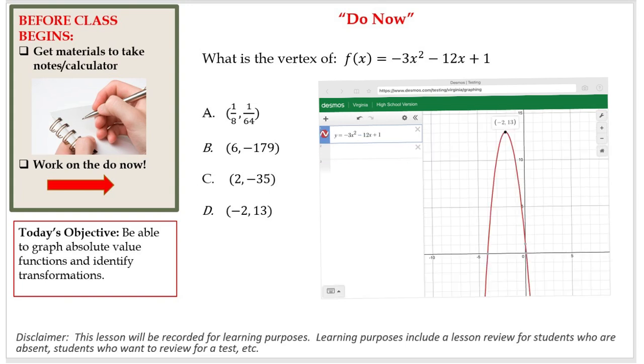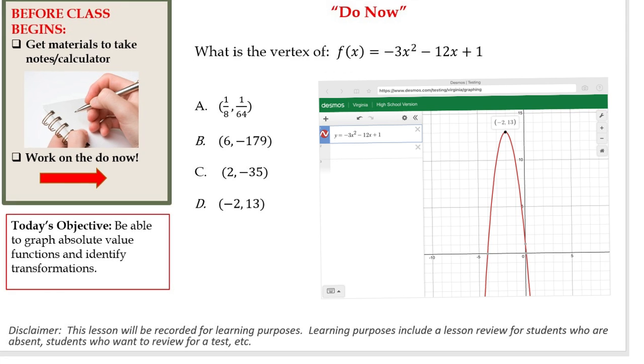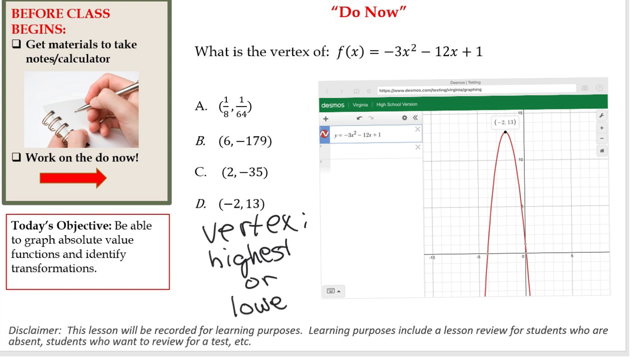All right, reviewing from last week in quadratic equations, we are looking at finding the vertex of this quadratic equation. And to find the vertex, we are going to type it into Desmos. We know that the vertex is going to be either the highest point, or the lowest point. And because this graph opens down, it is the highest point of the graph, which is at -2, 13.